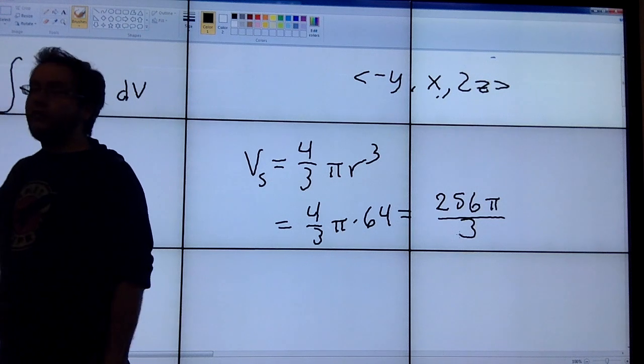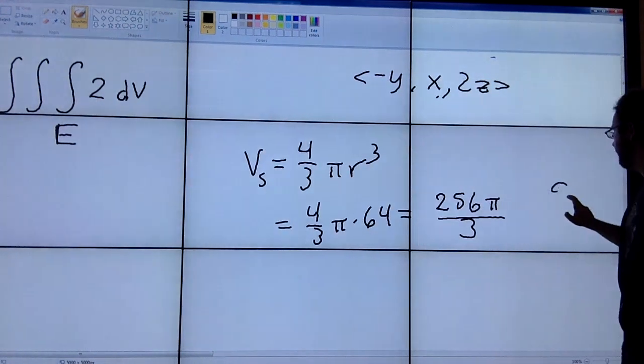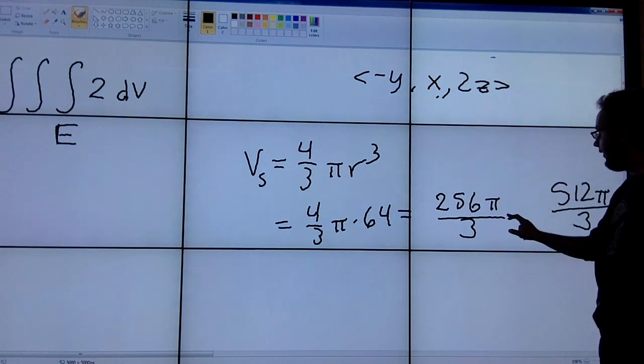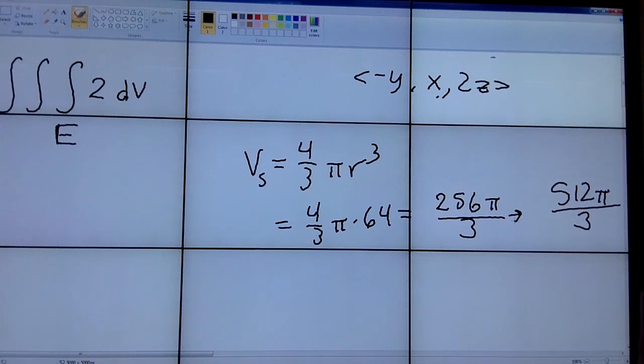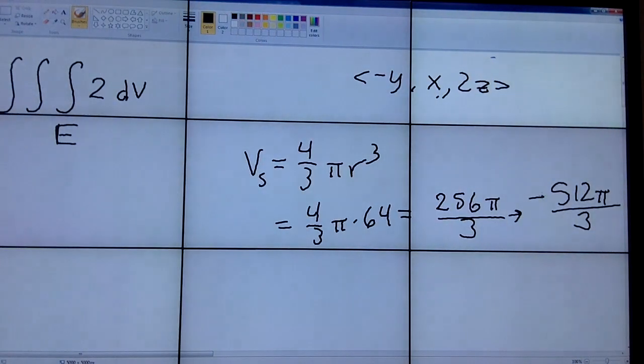But what are we doing? We're doing the triple integral of what? 2. So what's the triple integral of 2? Double that. So we're going to double that because it's the triple integral of 2. 512 pi over 3. Don't forget, though, that our surface is oriented which way? Negatively, so we get negative 512 pi over 3. What way was easier? This way, or all the work we did on the previous page? This way. This way was a lot faster.